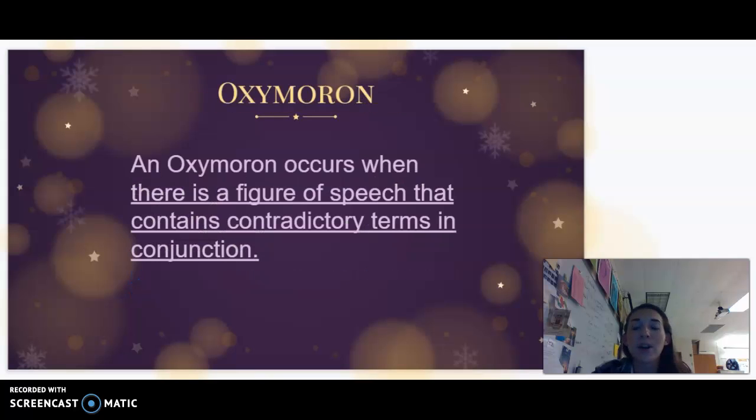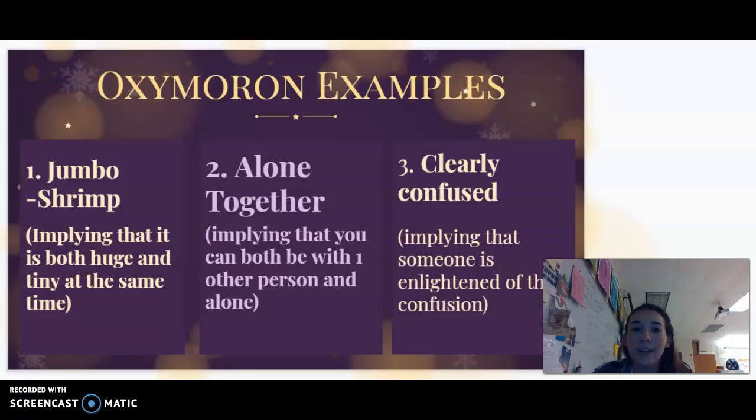Next, we are going to talk about oxymoron. An oxymoron occurs when there is a figure of speech that contains contradictory terms in conjunction. Now that sounds really fancy for a definition, but these examples I think will clarify it. Jumbo shrimp, implying that it is both huge and tiny at the same time, would be an oxymoron.